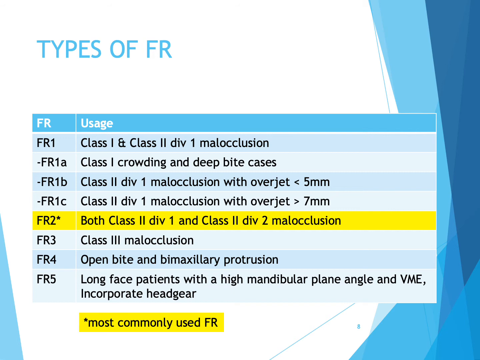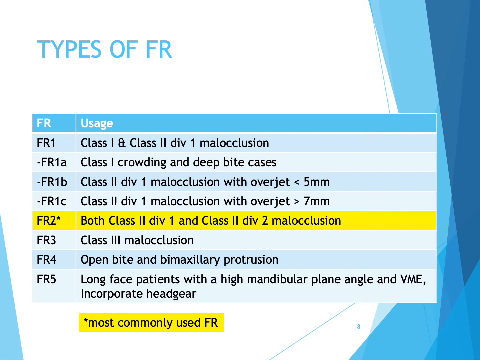FR1B is used for class 2 division 1 malocclusion where the overjet does not exceed 5 mm. FR1C is used for class 2 division 1 malocclusion in which the overjet is more than 7 mm. FR2 is used for treatment of class 2 division 1 and division 2. FR3 is used for treatment of class 3.